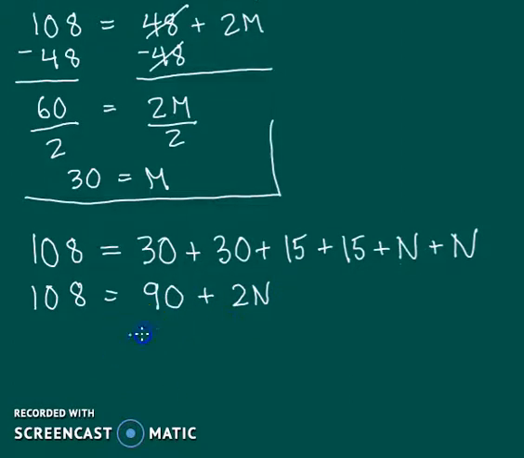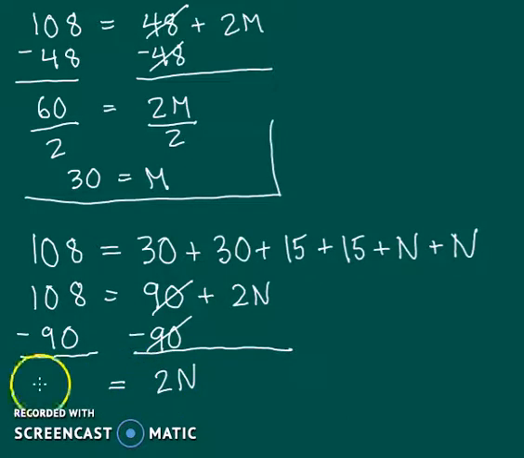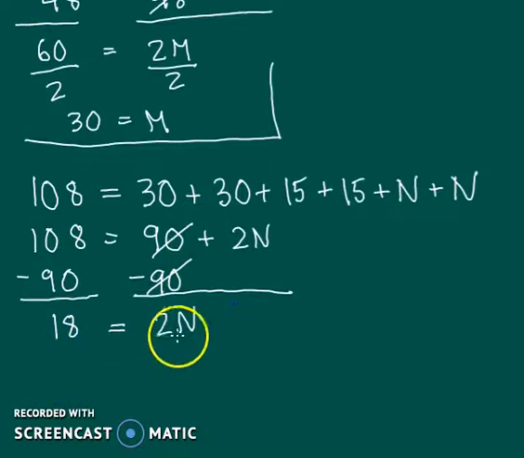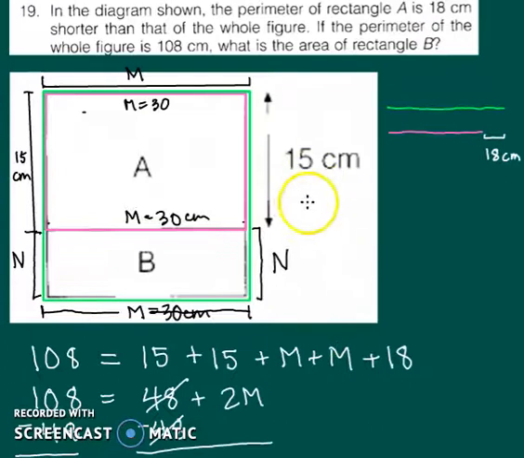I'm going to subtract 90 from both sides so that I can isolate the n's. On the right side, they will cancel out, so I'll be left with 2n. And 108 minus 90 comes to 18. I'm going to divide both sides by 2 so that I can find out what n is. And finally, I find out that n is equal to 9. So if I go back up to the top, I can see here that n is equal to 9 centimeters. Sorry if that's getting a bit messy.